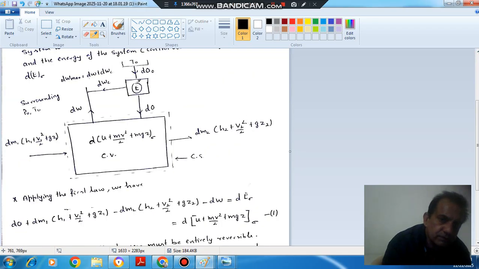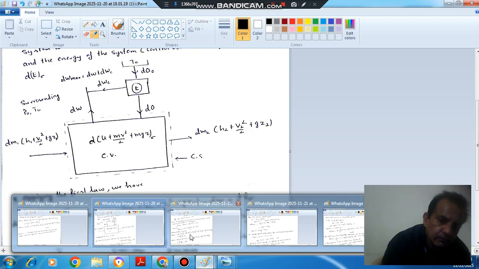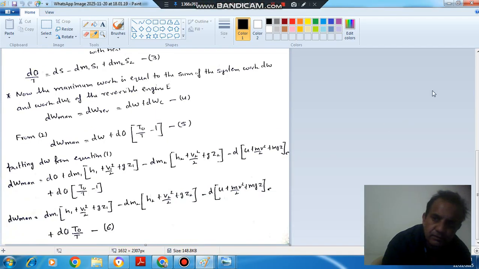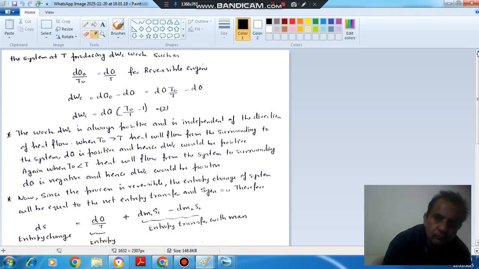As this heat transfer is reversible, to make it reversible an engine has been assumed. It means dQ naught by T naught is equal to dQ by T. The engine is producing work dWc, that is the difference of heat, so that will be dQ times T naught by T minus dQ, or dWc will be dQ bracket T naught by T minus 1. So this is equation number 2.